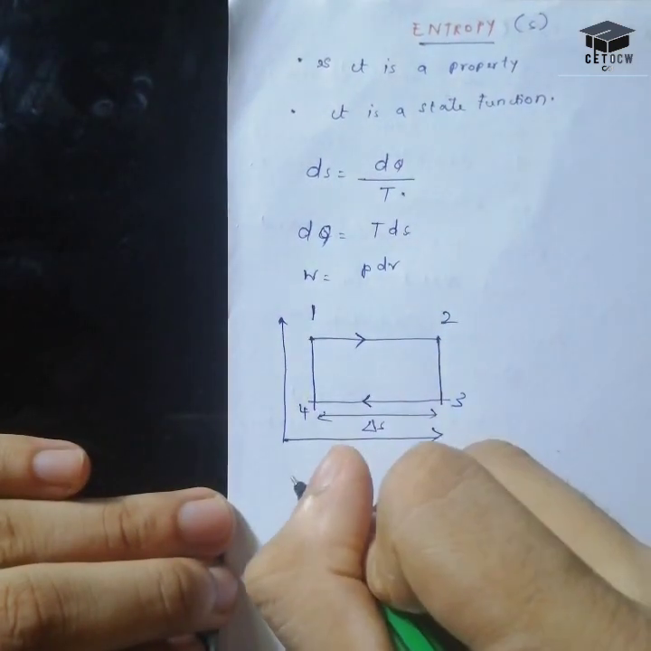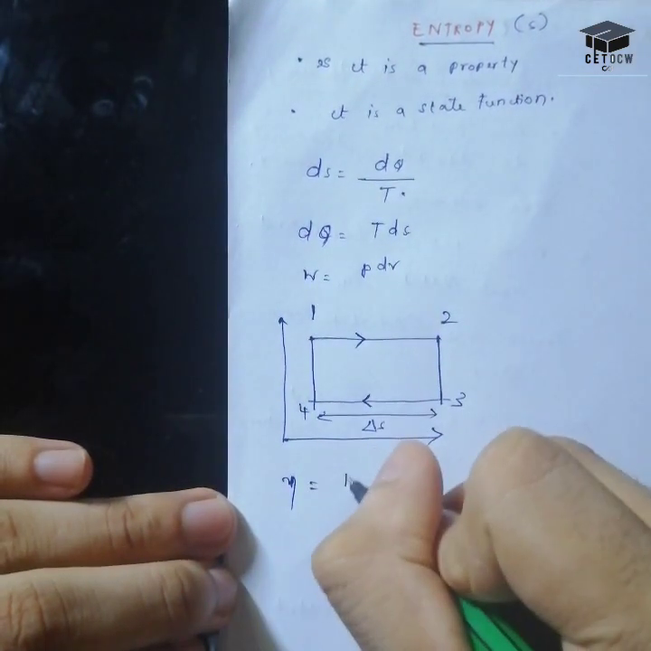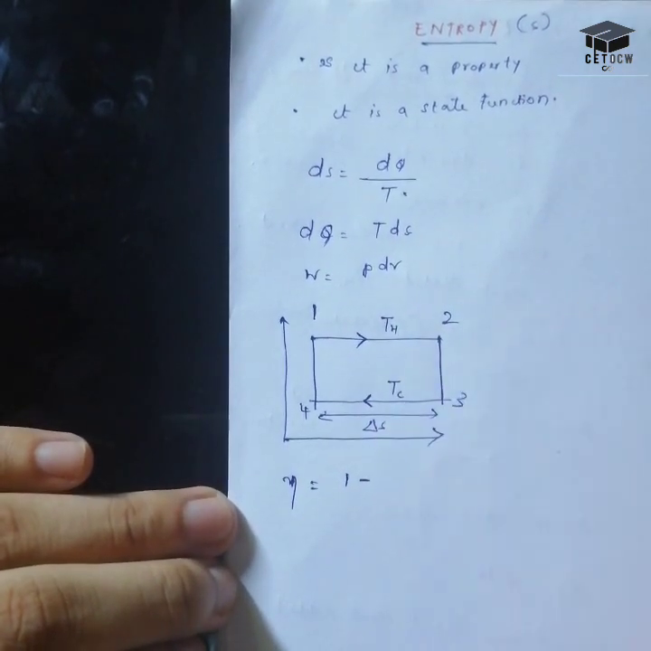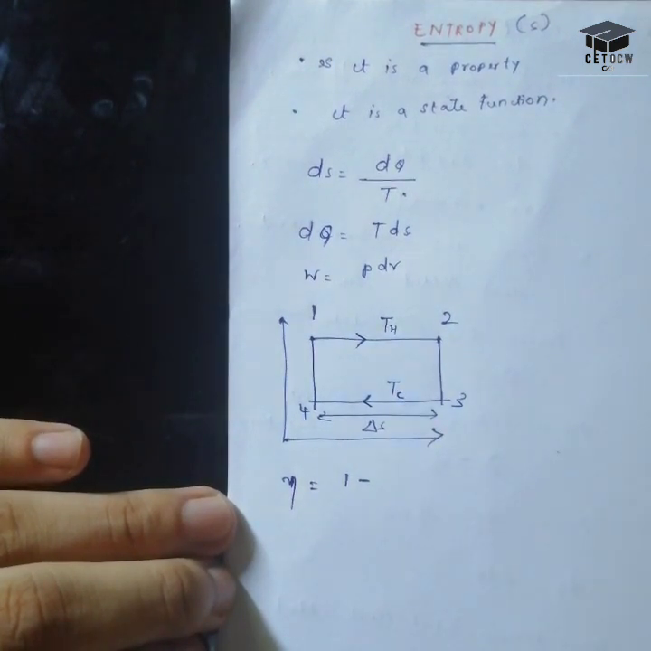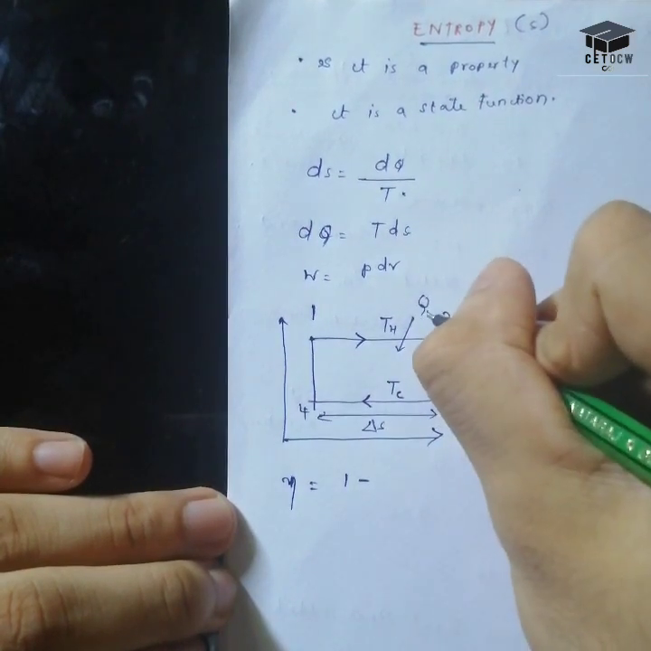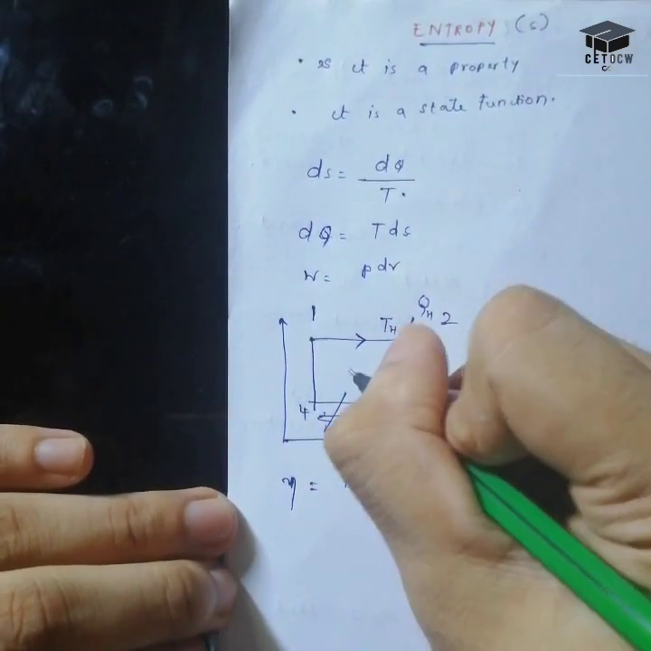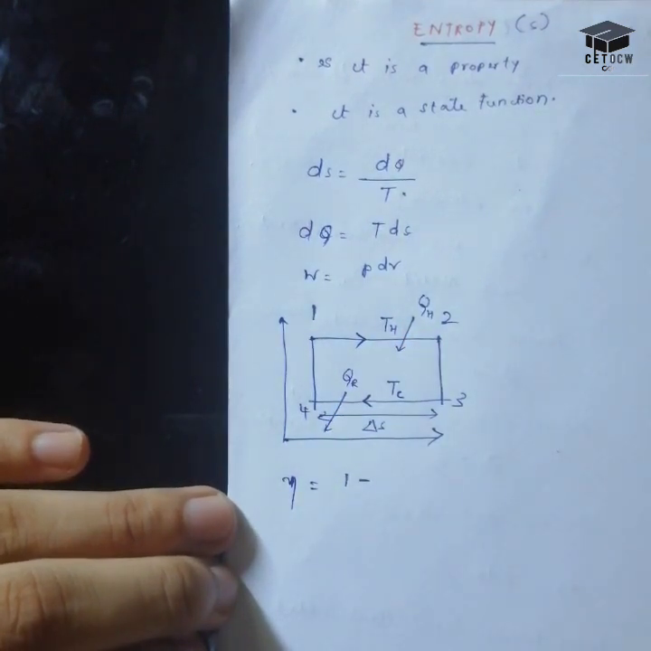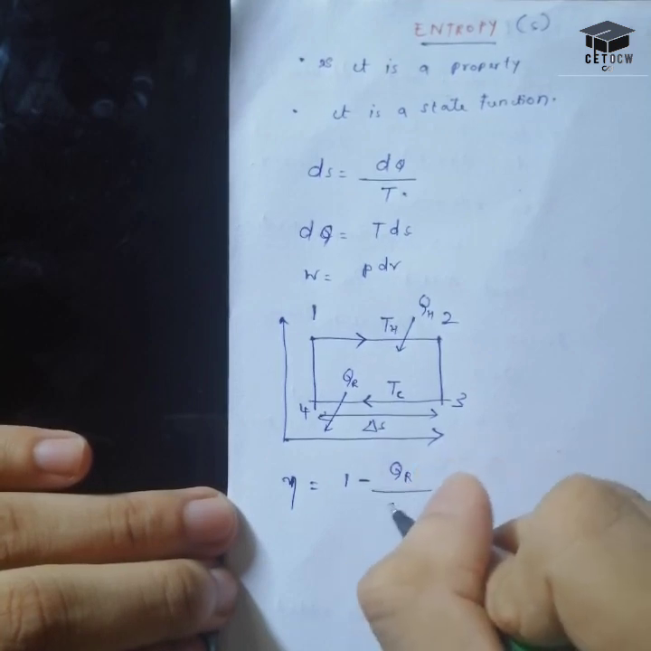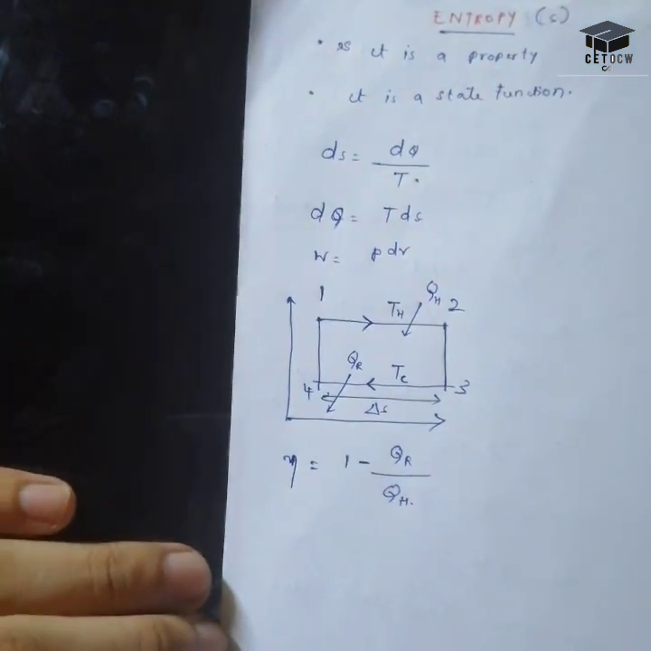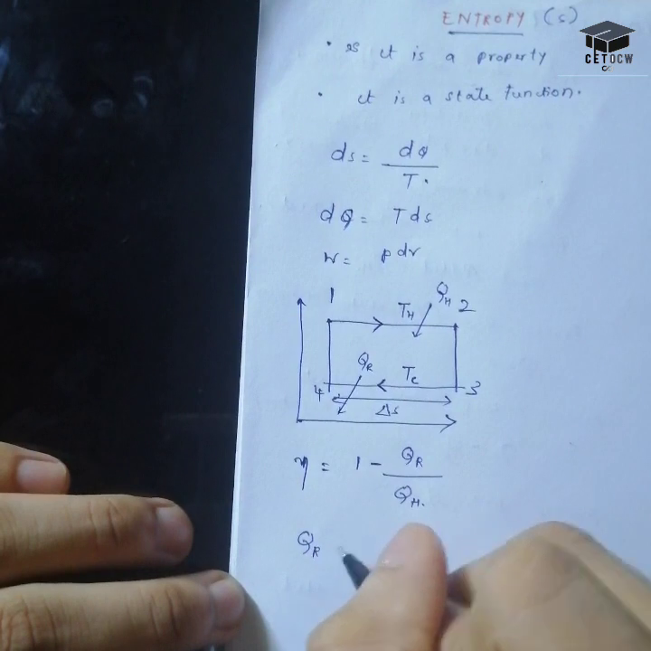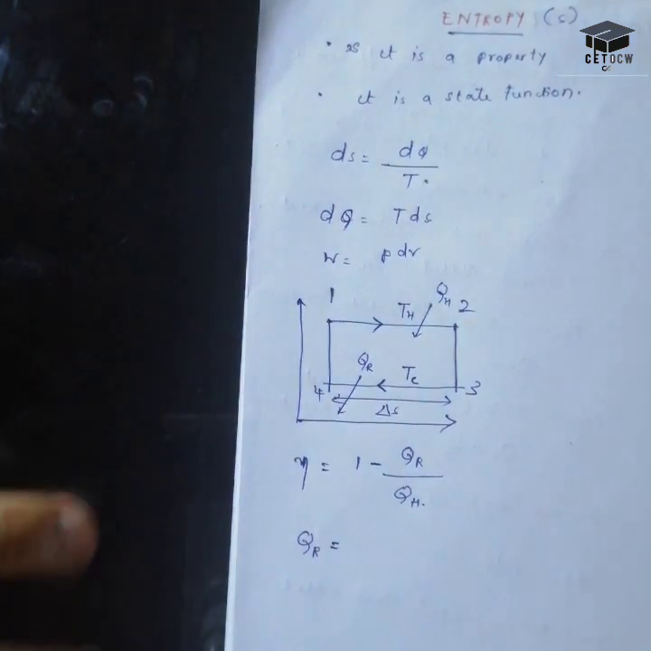So we know efficiency is given by 1 minus, let this temperature be Th and this temperature be T0, Tc. So efficiency is given by the equation: as this heat added is QH and heat rejected is QR, then efficiency is given by 1 minus QR by QH. So what is the value of QR?